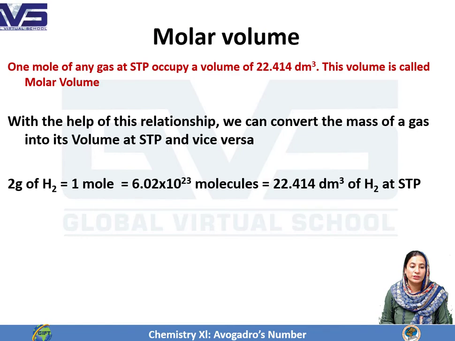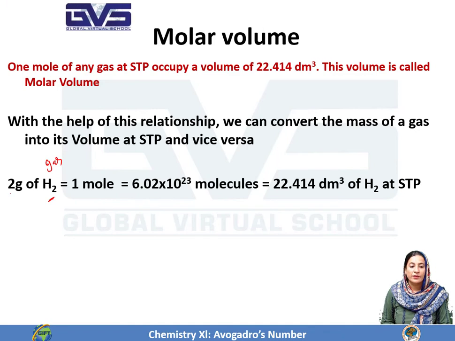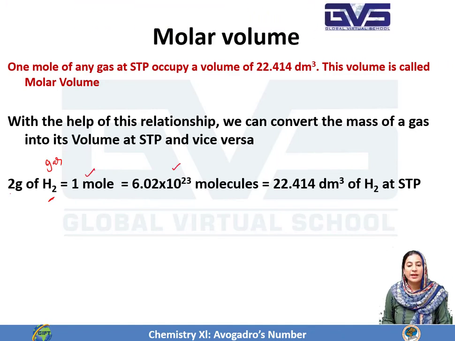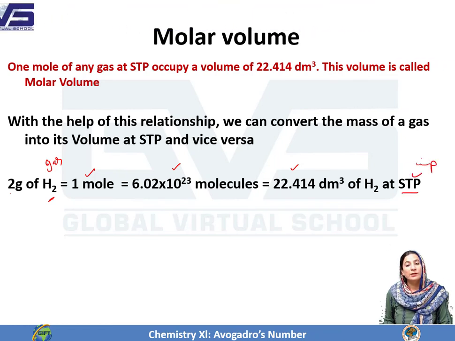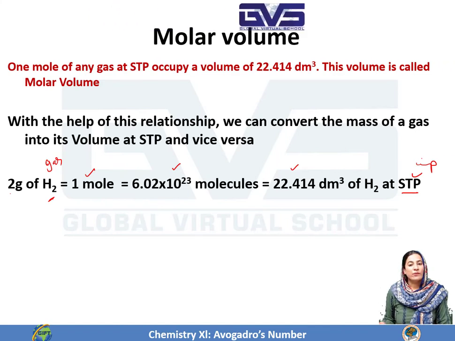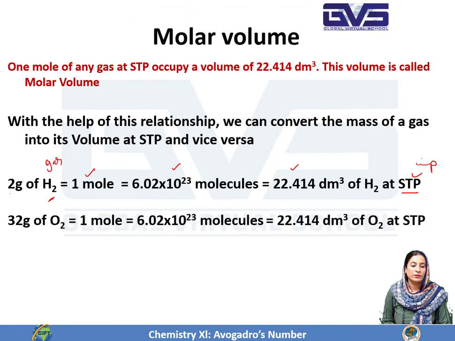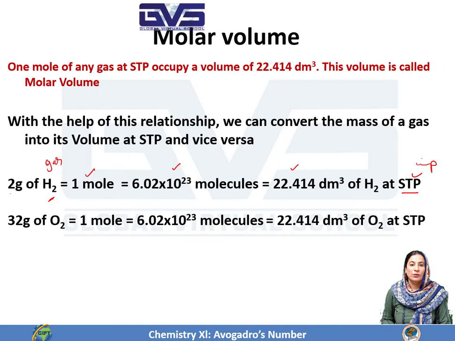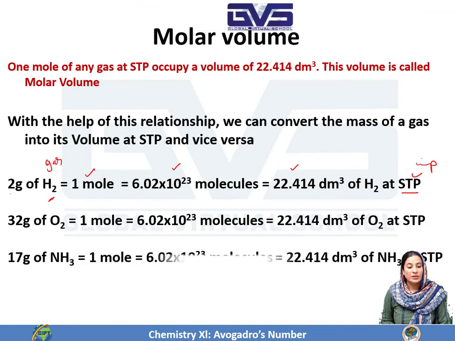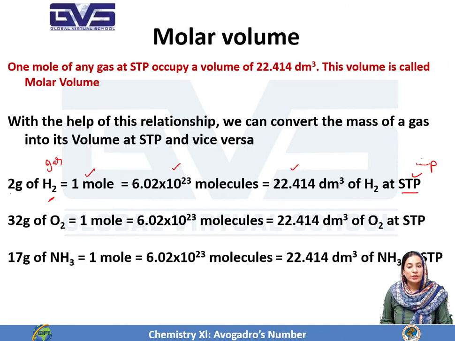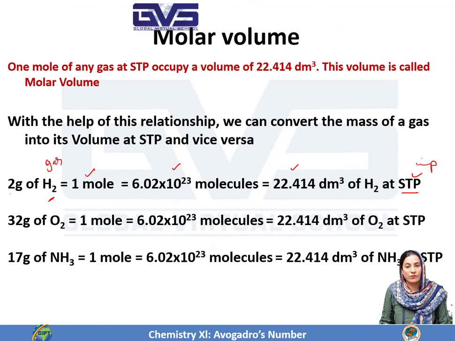If the gas is oxygen, so this is particularly for gases. Hydrogen, 2 gram equals 1 mole, this contains Avogadro's number and it occupies volume 22.414 at STP. This is important to write, because if you change the condition, then the volume occupied will change and the number of particles will change. Similarly, oxygen gas O2, 32 grams equals 1 mole, it contains Avogadro's number and occupies volume 22.414. Similarly ammonia, similarly nitrogen. So this is actually the relation between mass, mole, Avogadro's number and molar volume.